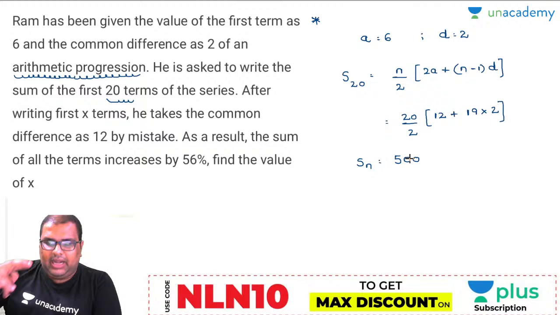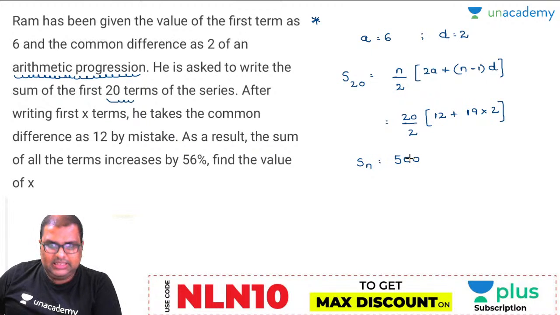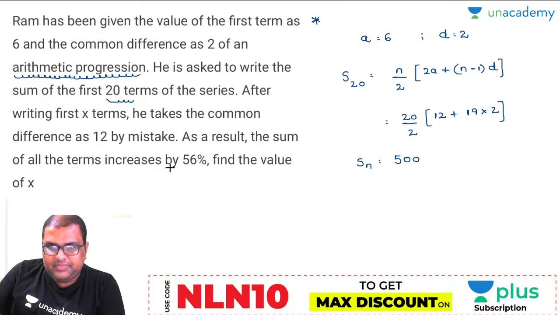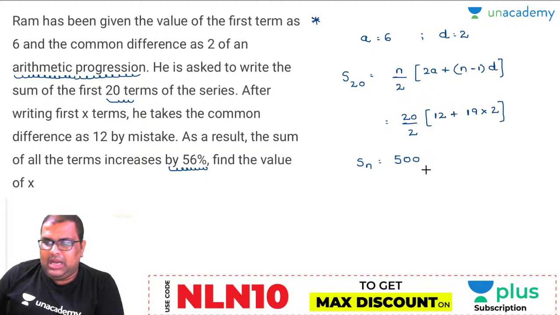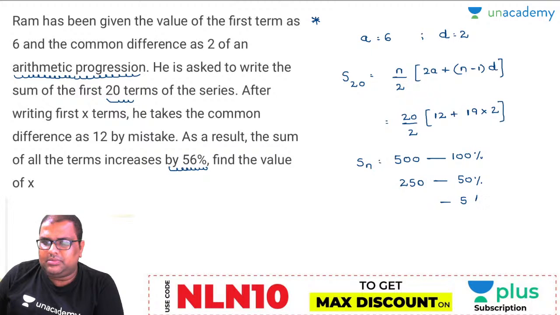Now after writing first x terms, he takes the common difference as 12 by mistake, it seems. Okay. As a result, the sum of all terms increases by 56 percent. Find the value of x, it seems. Ab dekho, this is 500 value. Now in this 56 percent is how much? So 50 percent value will be how much? Can anybody say? Is it 250? Yes. Now 5 percent value will be how much?